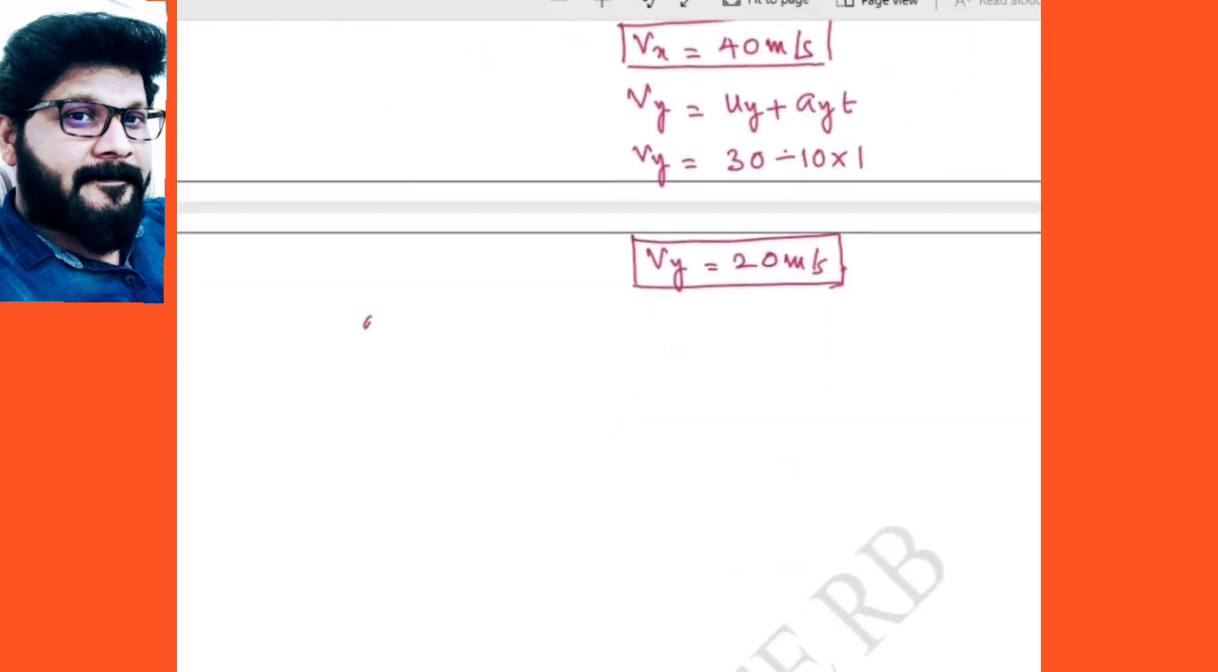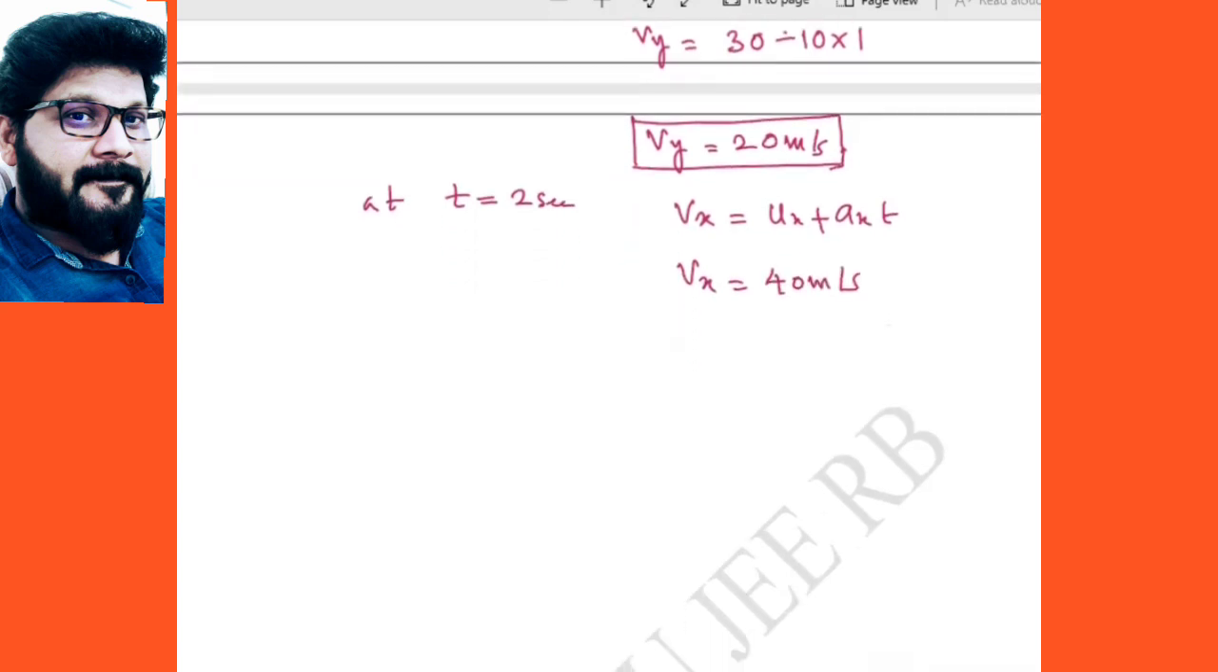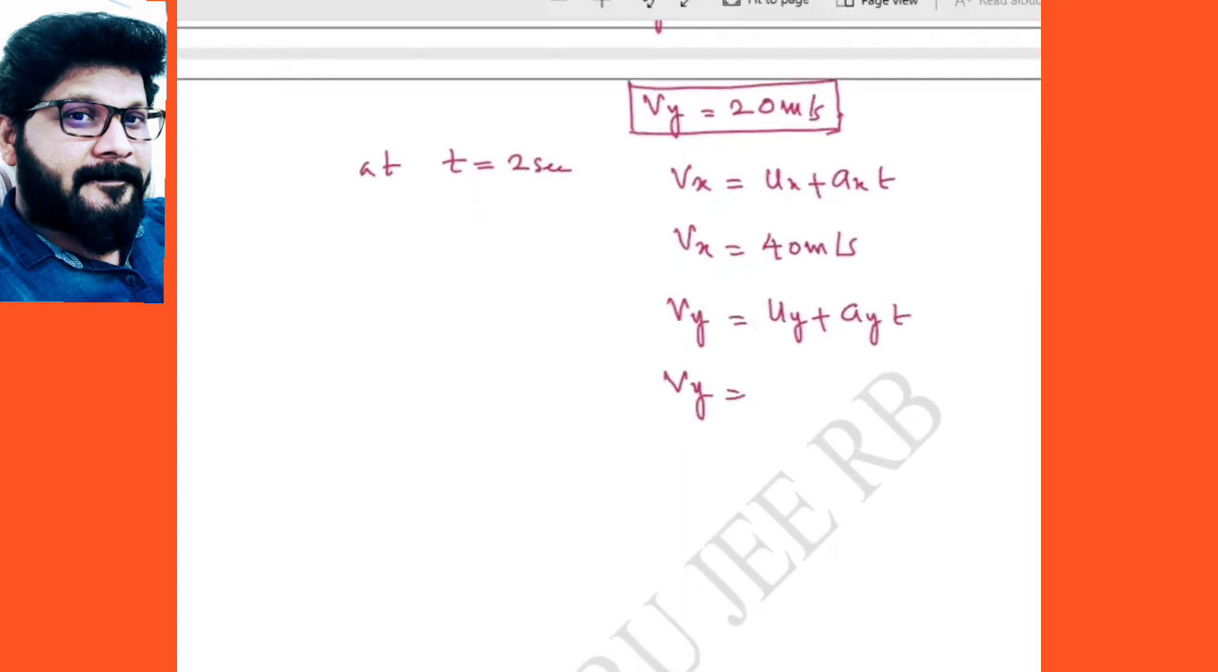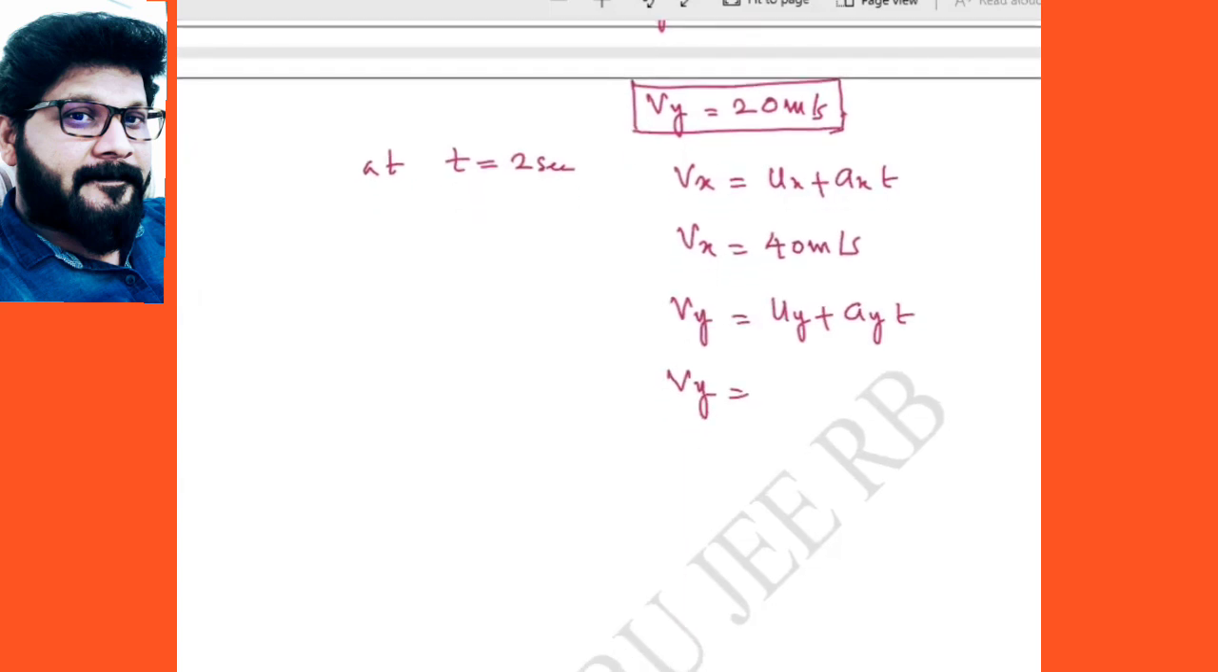Now similarly calculate after 2 seconds. At 2 seconds, can anybody tell what is Vx? Vx is equal to ux plus ax into t. Am I right? t is 2, but ax is 0. So Vx is equal to 40 meter per second. Fine. Now Vy equals uy plus ay into t. What is uy?